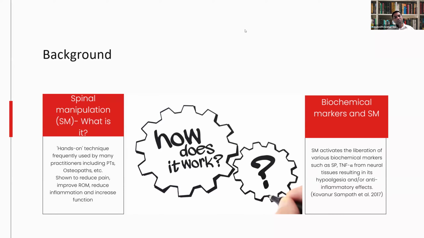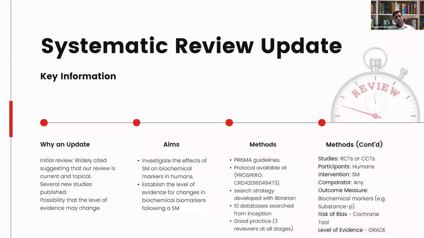And we published a systematic review back in 2017 on this effect. And one of the major findings of our systematic review was, yes, there was some preliminary evidence that spinal manipulation would result in liberation of various biochemical markers. And it was all good. I did my PhD, did a couple of randomized controlled trials, etc. And recently, in 2023, we were thinking of a systematic review update, and it's been 7 years.